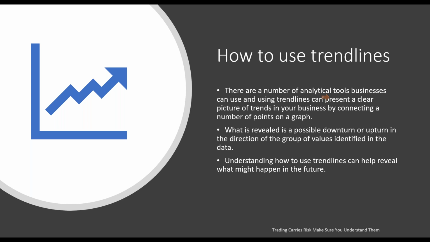Okay. Now, in this case, we're more concerned with the euro or the dollar or the pound or the oil or gold. But if you were in the car industry, you'd be more concerned with cars. Okay. They all have basically the same rules for establishing a trend line. What is revealed is a possible downturn or an upturn in the direction of the group of variables or values identified by the data. Understanding how to use a trend line can help reveal what might happen in the future.